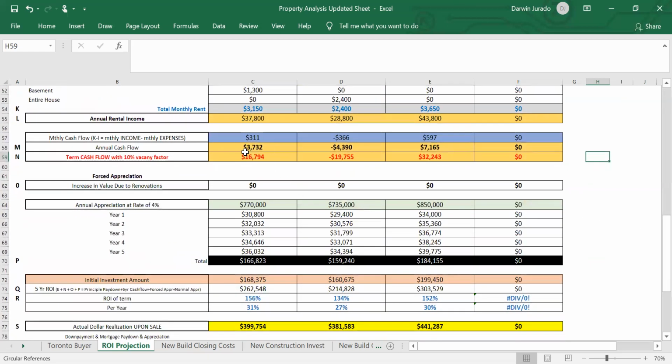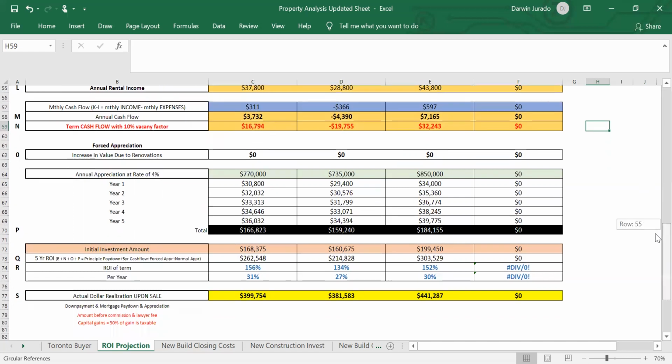Then, of course, all of that is tabulated. We look at cash flow numbers. There's also a vacancy factor, a 10% vacancy factor that I utilize here because there may be periods where you do have the property or a segment of the property sitting vacant. And so we just use a 10% vacancy rate to account for that.